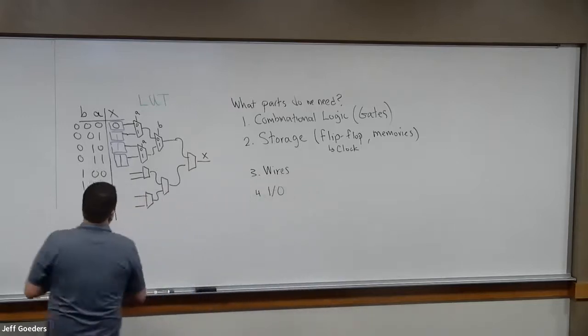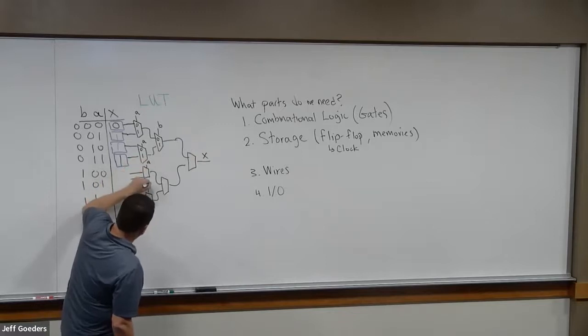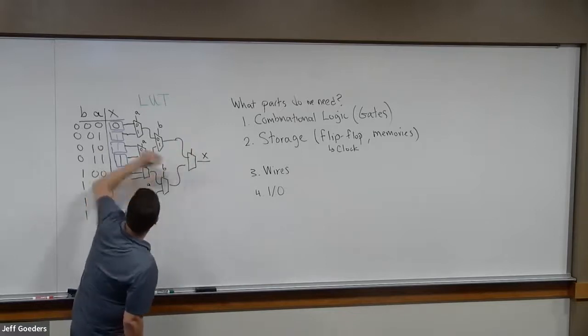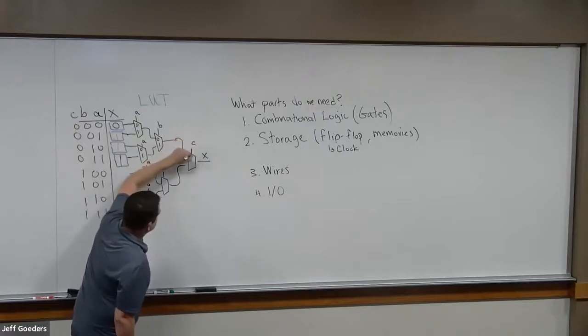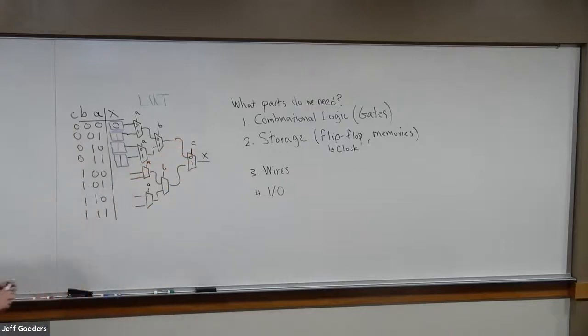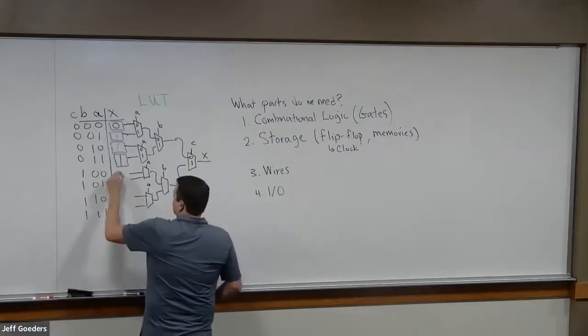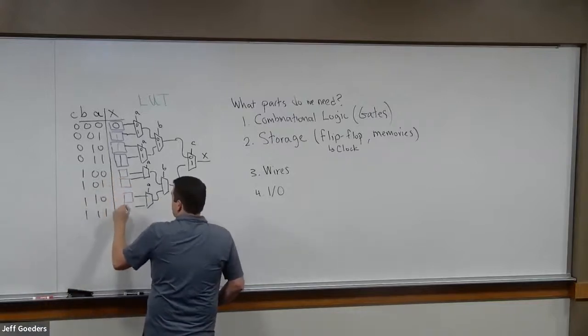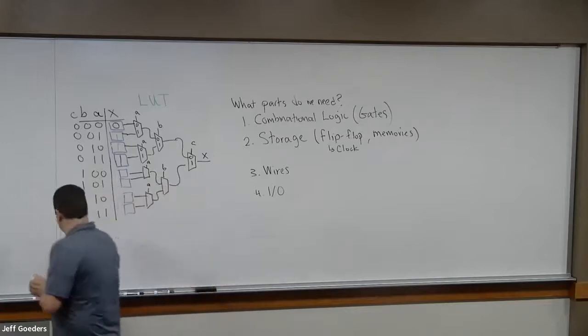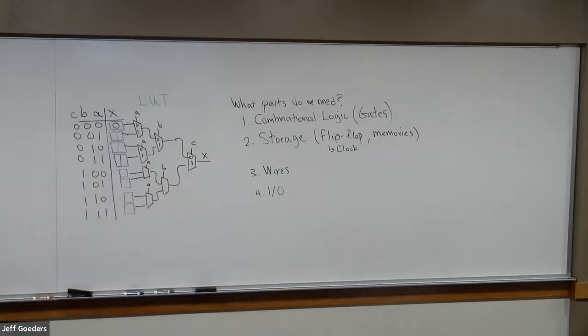Okay, so now, again, A still goes into all of these, B goes in here, and now this input C goes into the last mux. Again, this will choose from my 8 entries in my lookup table. So I need 8 bits of memory to store my logic function. And so now we've made what we call a 3-input lookup table.